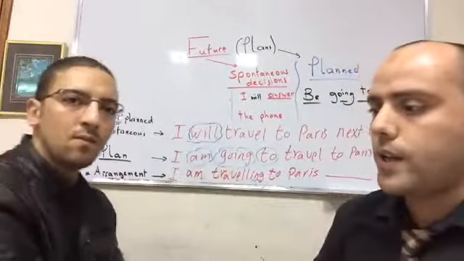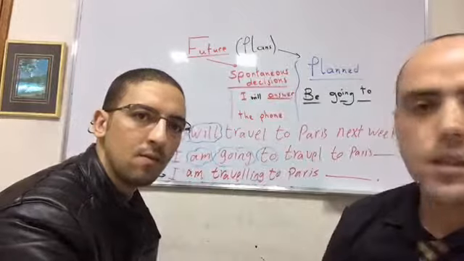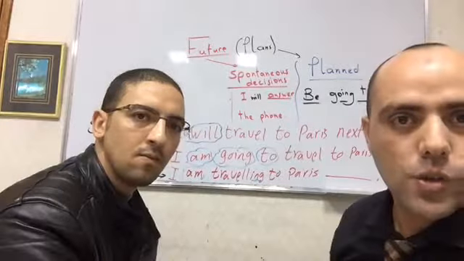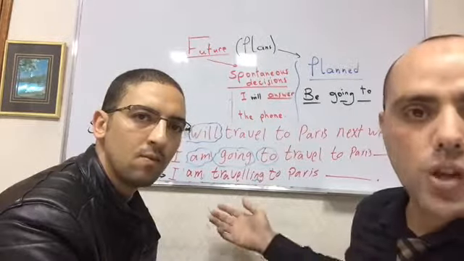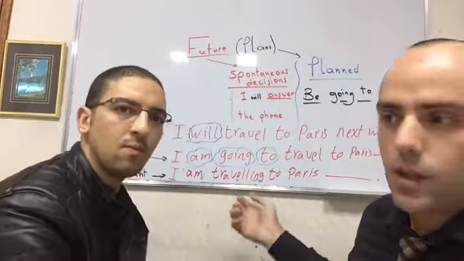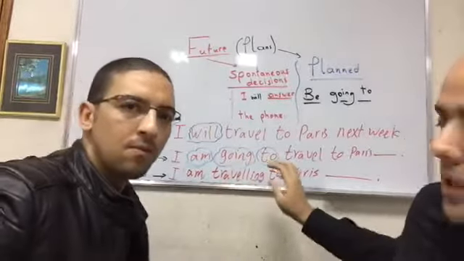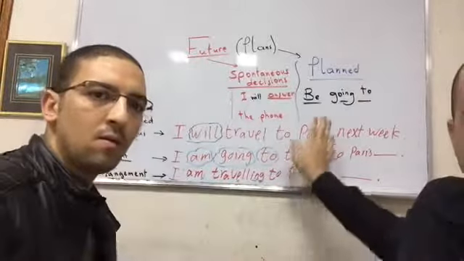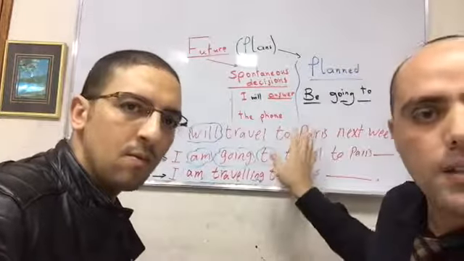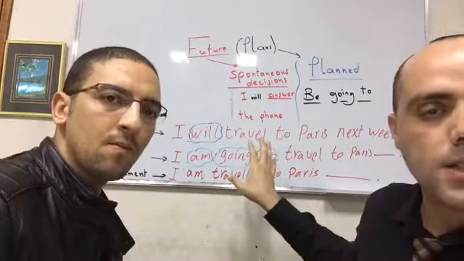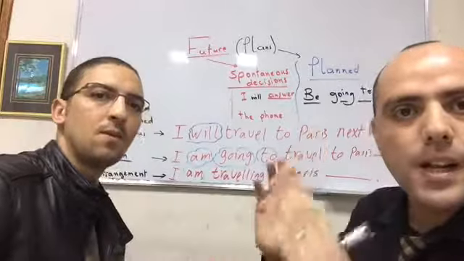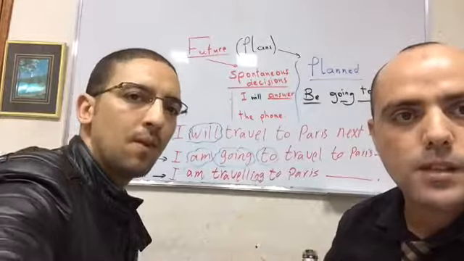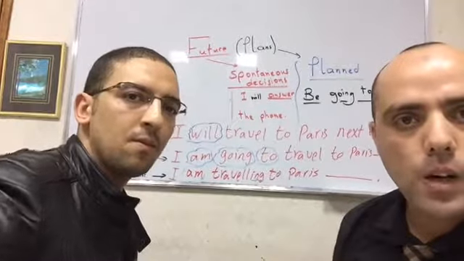So for example, right now I'm booking a ticket and somebody asks me, what are you doing? I'm traveling to Paris next week. By the way, as you can see, all of them are next week. So all the actions are going to be happening at the same time in the future, the same next week. But that's what's different between them all.